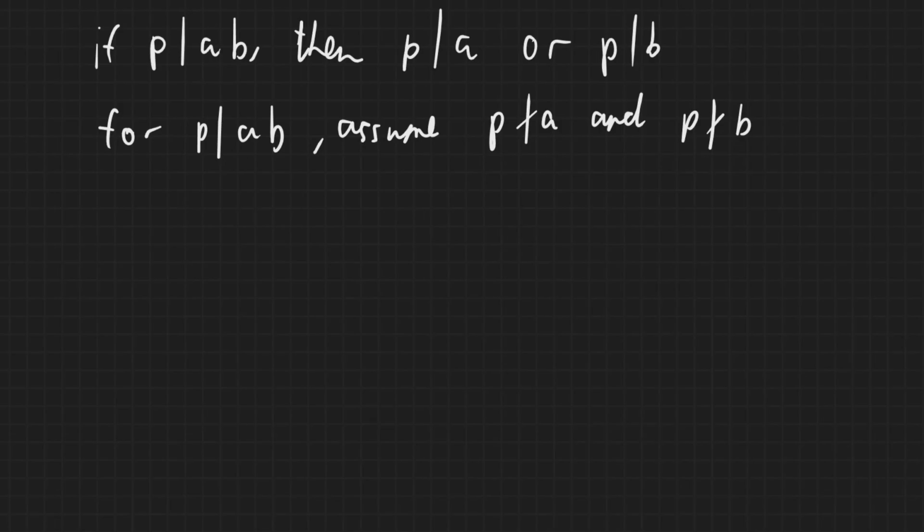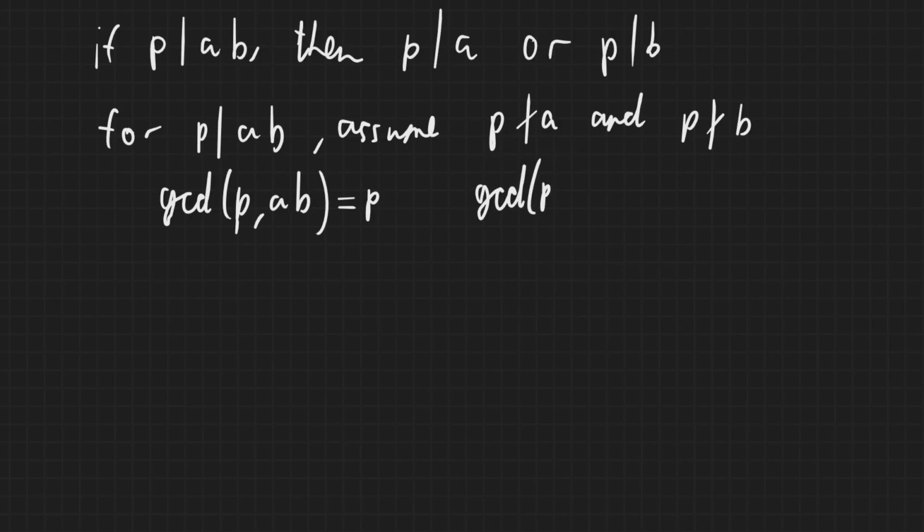First, we ask ourselves, what is the greatest common divisor of p and a times b? Remember that p is a prime number, so p only has two divisors, 1 and p. And we know that p divides a times b, so the greatest common divisor of p and a times b is p. What about p and a, so the greatest common divisor of p and a? Well, it can't be p, right? Because p doesn't divide a, so it has to be 1. It's the only other divisor p has. And the same is also true for b, so the greatest common divisor of p and b is also 1.